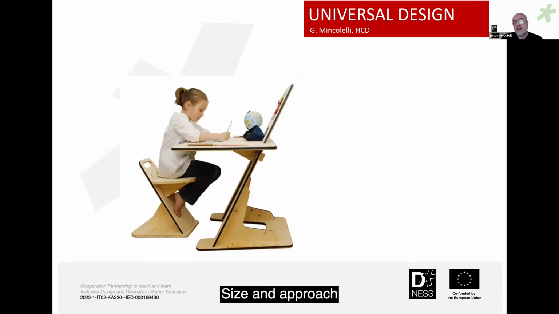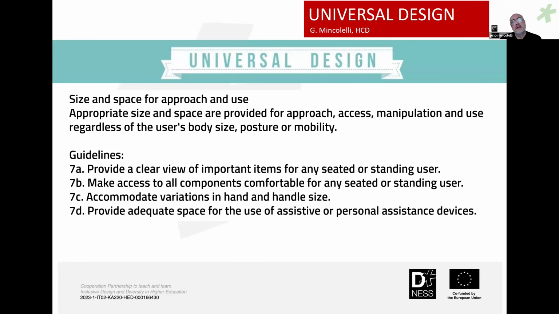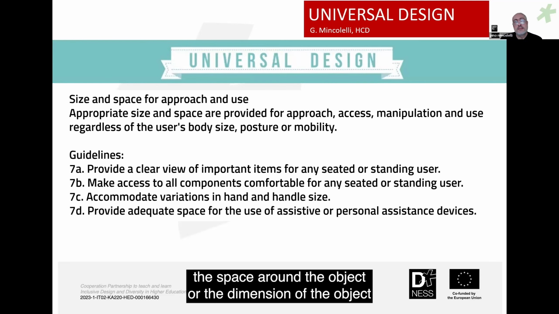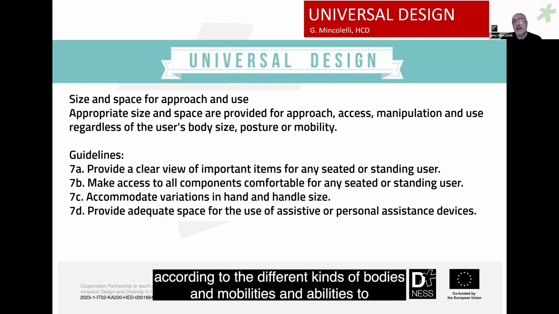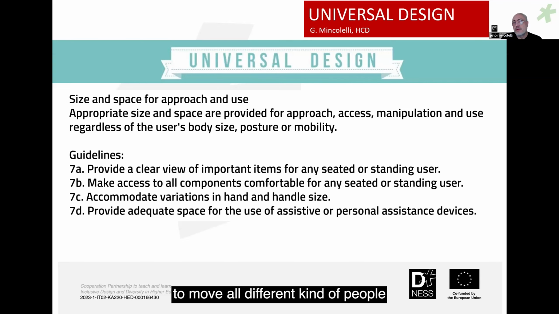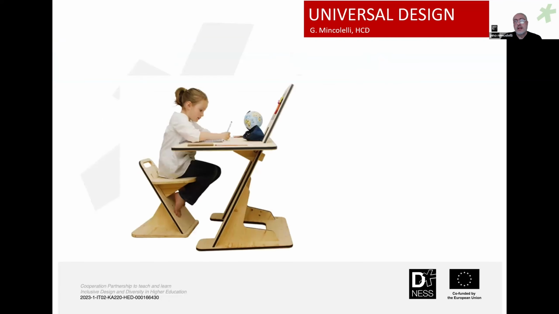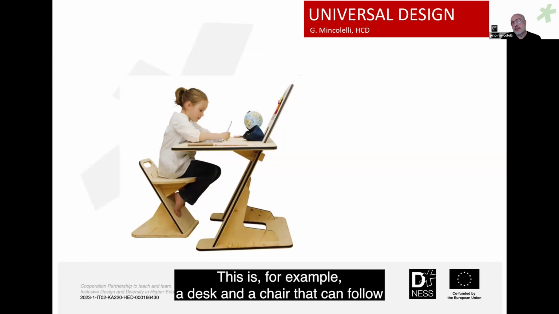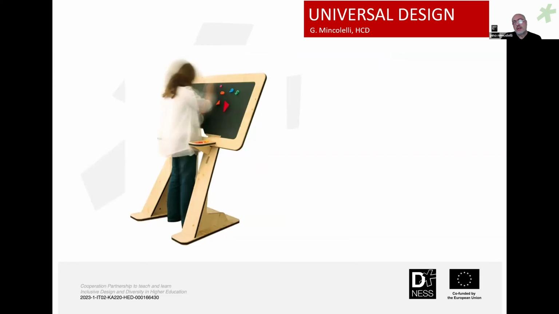Size and approach: you must provide flexibility in the size of the space around the object, or the dimensions of the object, according to the different kinds of body, mobility and ability to move of the different people that are going to use this object. This is, for example, a desk and a chair that can follow the different size and position of a growing child.